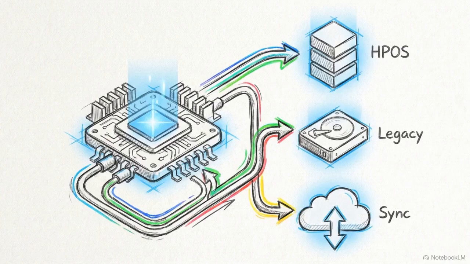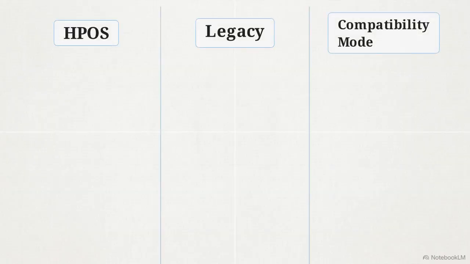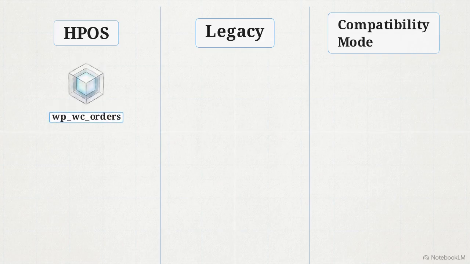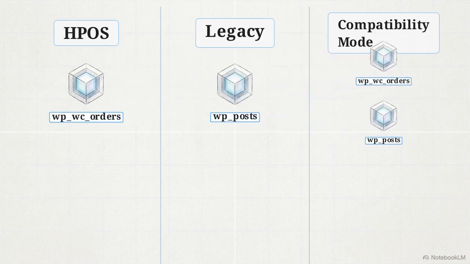Step 2 is identifying your exact WooCommerce storage architecture. Go to your WooCommerce advanced settings and check the high-performance order storage and compatibility mode boxes to see what is active. This matrix maps out the database tables you must exclude from your push, depending on your storage mode. An HPOS store needs the WP_WC orders tables excluded, while a legacy store uses the WP post tables. If compatibility mode is active, you have to exclude both.